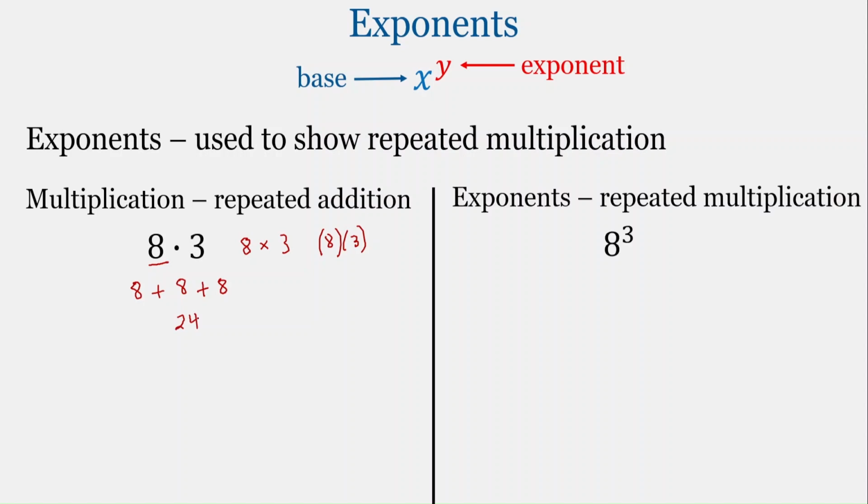Now, exponents are repeated multiplication. So a couple of terms. We have a base. This number on the bottom is the number that we are going to multiply repeatedly. So in our first example here, the base is 8. So we will multiply 8 repeatedly. And then this number on top is the exponent. The exponent tells us how many times the base is multiplied. So in this case, our exponent is 3.